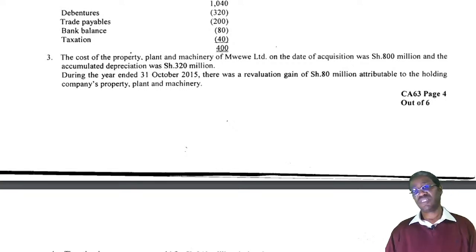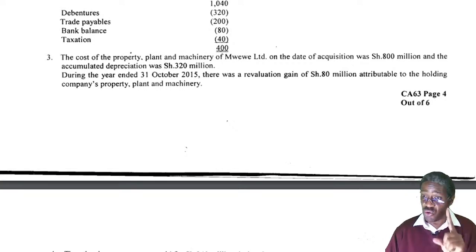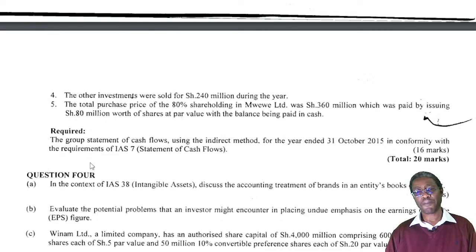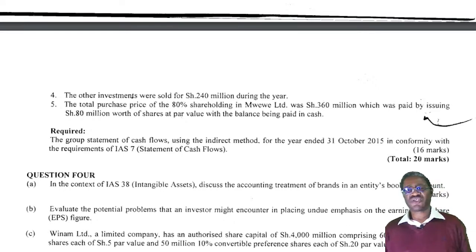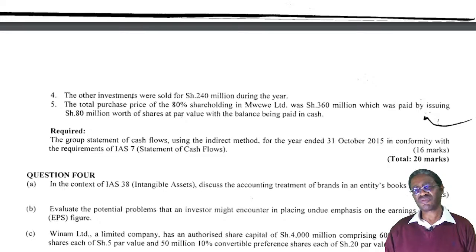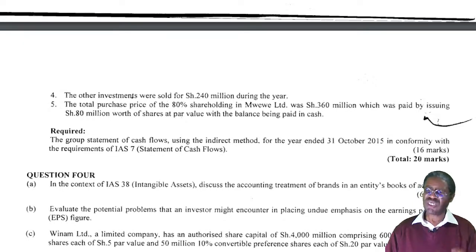Yes. Does it affect what I'm adjusting? No. As much as it's true, it's an uncashed item. Number 4 says, other investments were sold for 240 million. Good. There's a disposal here.